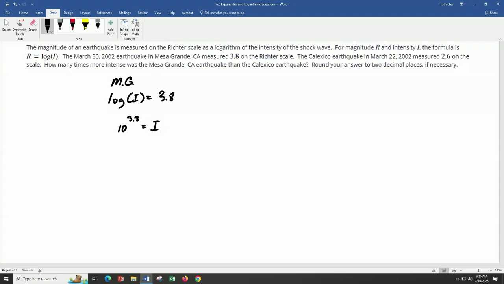Well, let's do the same thing over here in Calexico, I'll put it as a C. I have, once again, log I. But what is its intensity? 2.6. Very good. Solving, I can change that logarithm back into an exponential. We can write it back in its original form. Doesn't this change into 10 to the 2.6 is equal to I? And now I have two intensities. The intensity of this shock wave was 10 to the 3.8 power. This one over here was 10 to the 2.6.